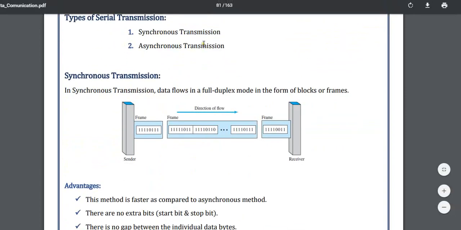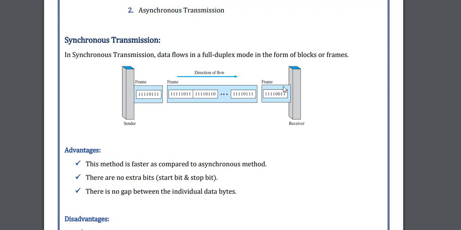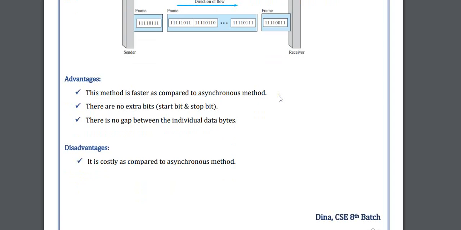The types of serial transmission are synchronous transmission and asynchronous transmission. In synchronous transmission the data flows in full duplex mode in the form of blocks or frames. Here is a frame, here is another one, and here is another one. So the data is divided into frames or blocks in synchronous transmission. The advantages and disadvantages are given below.